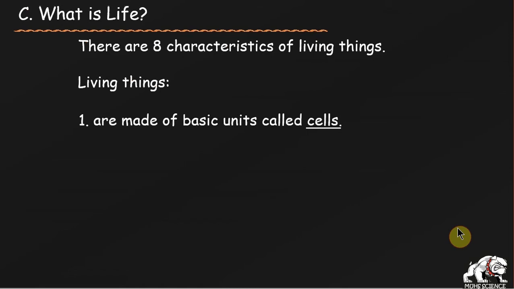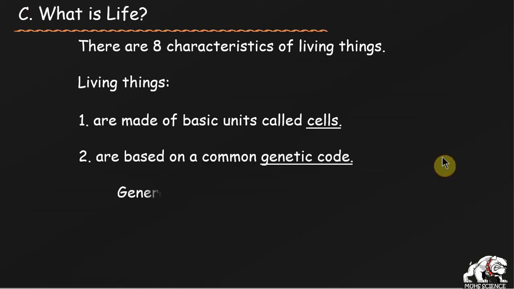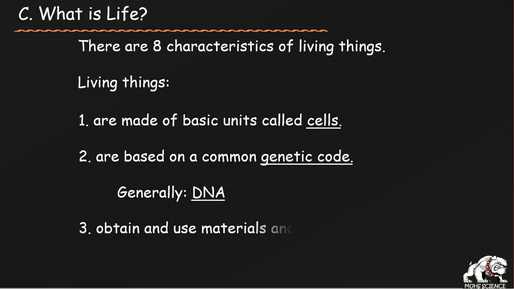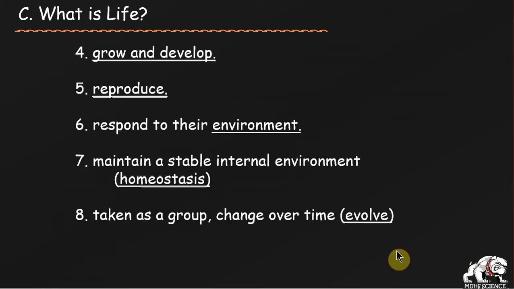But generally speaking, living things are made out of a basic unit called cells. All living things are based on a genetic code. Generally, that genetic code is DNA, deoxyribonucleic acid. They need to obtain and use materials and energy. They need to eat and then use that food for nourishment and energy to do some kind of work. Living things tend to grow and develop, and we can talk about the difference between growing and developing. Growing is physical size; developing is a changing of features, like going through adolescence.